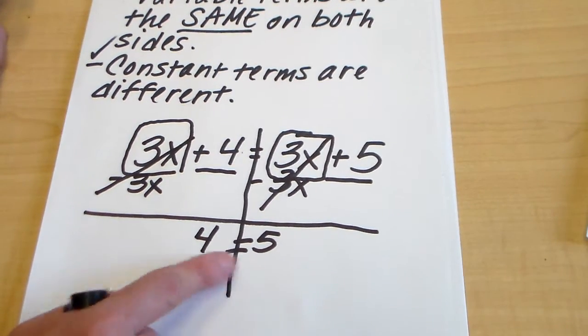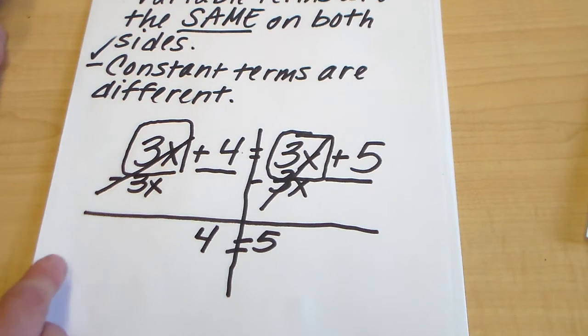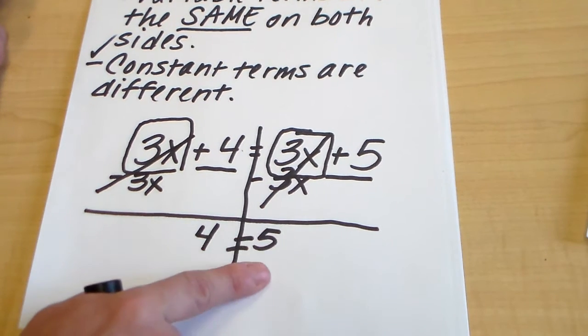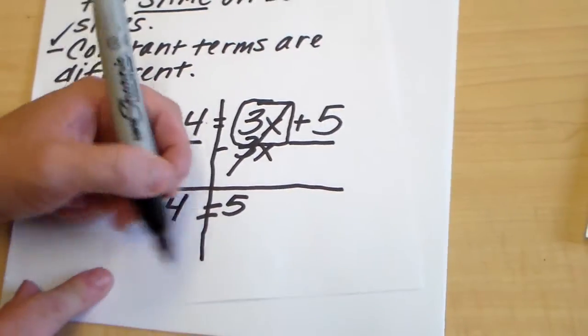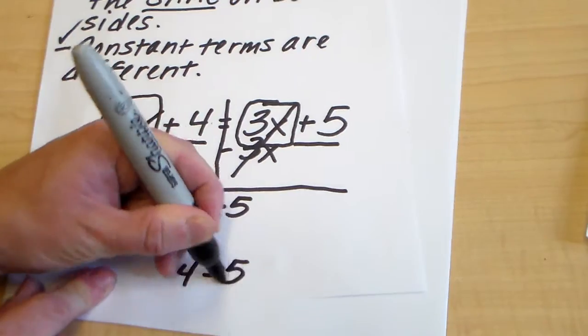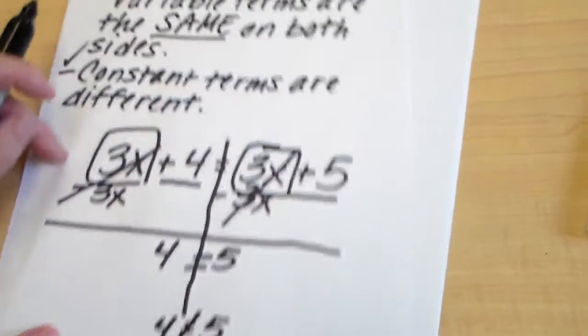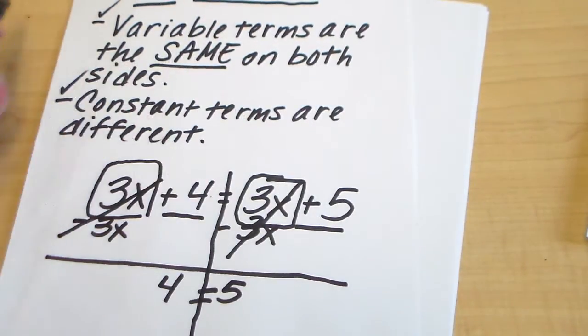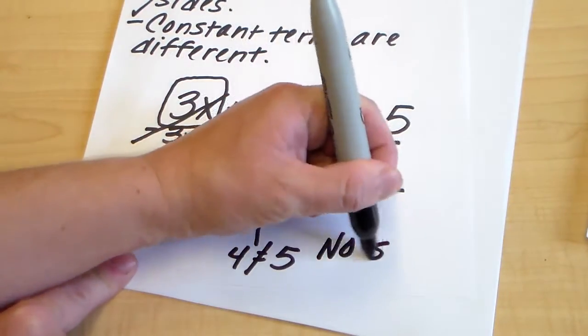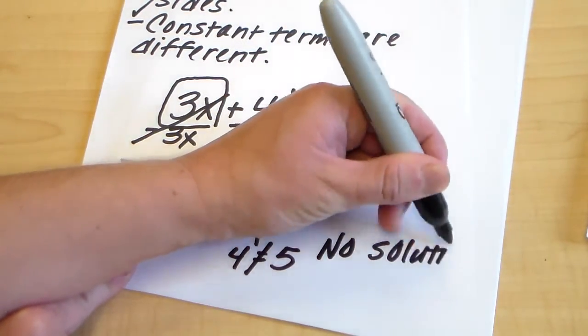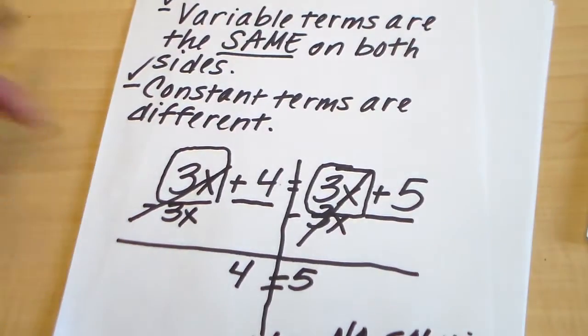So if we look at the end of this, there's nothing more for me to do. 4 equals 5. Well, I don't know about you, but in my world 4 does not equal 5. So if we ended up with something like this, no, they don't equal. Those are our constant terms that are different from each other. 4 does not equal 5, so this is no solution. There is no value of x that I can plug into this equation that will work.